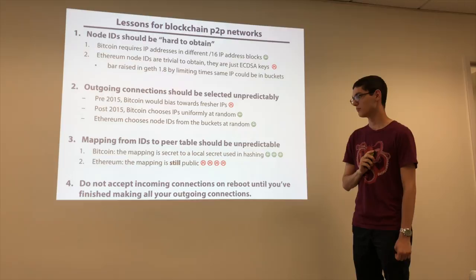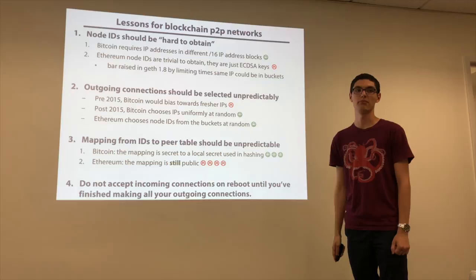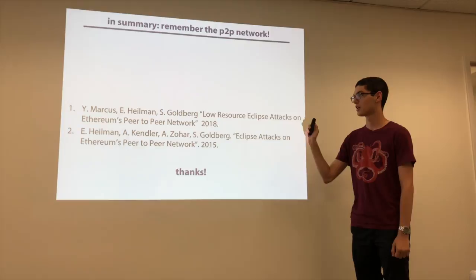And lastly, don't accept incoming connections on reboot until you finish making all your outgoing connections, i.e. finish seeding before you start accepting connections from outside. It makes it a little bit harder for the attacker. In summary, remember the peer-to-peer network. If you want to know some more details on the probabilities, read the paper. Any questions?